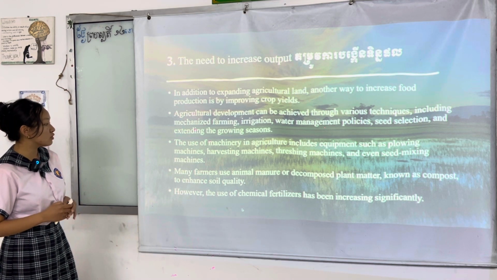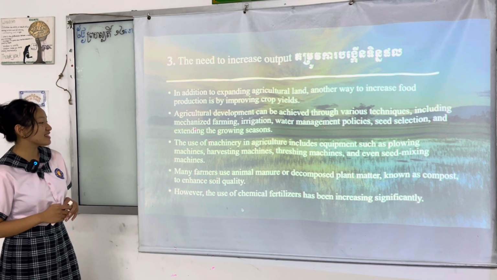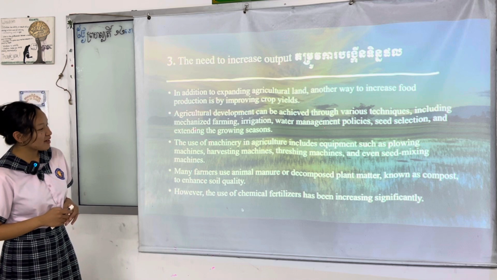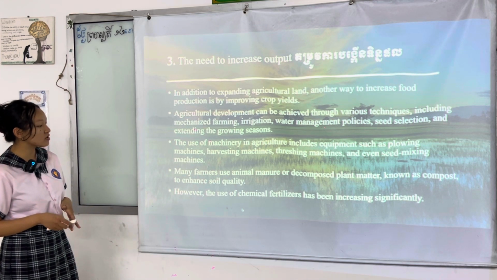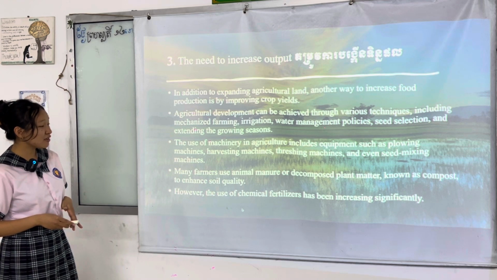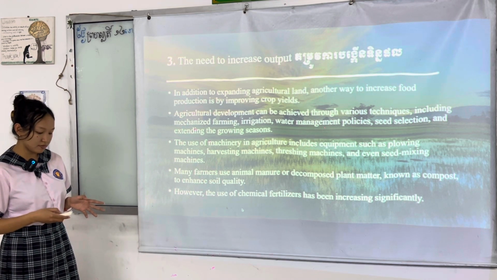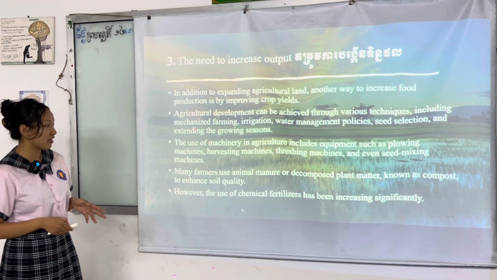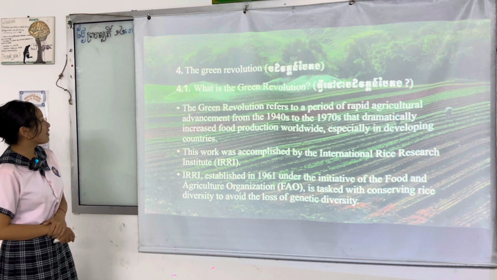Many farmers use animal manure, or animal poop, or decomposed plant matter known as compost to enhance soil quality. However, the use of chemical fertilizers has been increasing, but that is a very dangerous and unhealthy way for the planet.